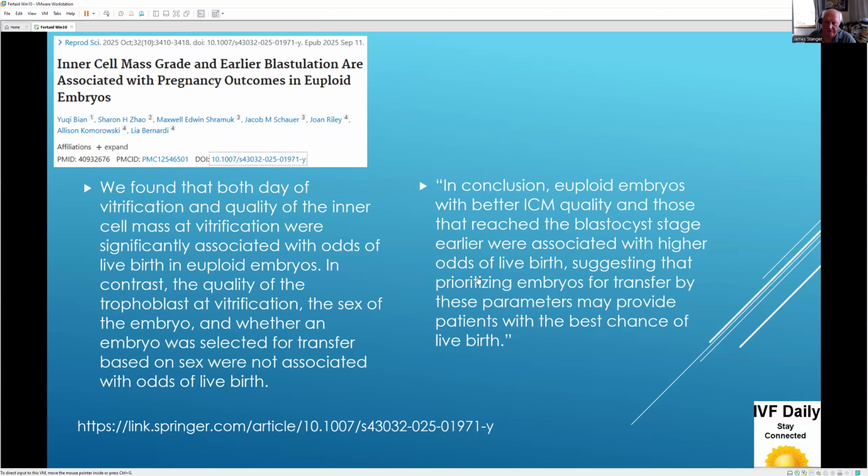And repeating ourselves, I apologize for that. In conclusion, euploid embryos with a better ICM quality and those that reached the blastocyst stage earlier were associated with higher odds of live birth, suggesting that prioritizing embryos for transfer by these parameters may provide patients with the best chance of live birth. Okay.